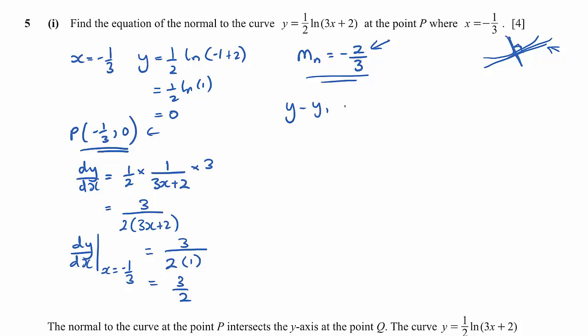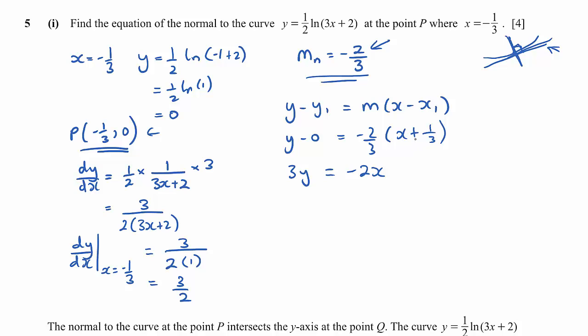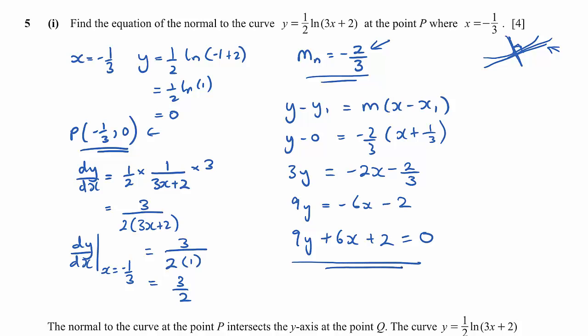So we can use y minus y1 is equal to m(x minus x1). So y take away 0 is going to be negative 2/3 times (x take away negative a third), which gives us plus 1/3. So we have 3y equals negative 2x take away 2/3. Let's multiply by 3 to get rid of this third on the bottom. We'll have 9y is negative 6x take away 2, which gives us 9y plus 6x add 2 is equal to 0, or something equivalent to that would do.